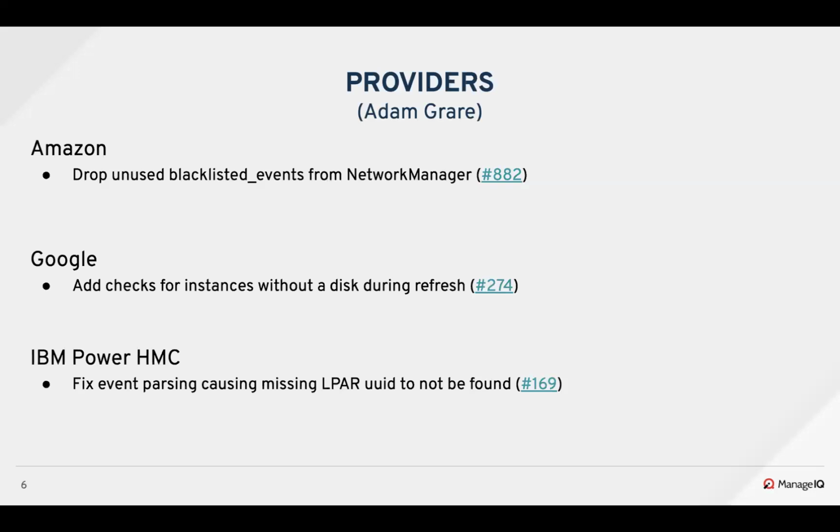For Google this sprint, Nasser fixed an exception if a VM didn't have a disk. So we check that the disks array is nil before continuing to parse, so we can catch that. For HMC, Jay Carmen fixed an event parsing regular expression causing a missing LPAR UUID to not be found, causing the targeted refresh to not be done properly.